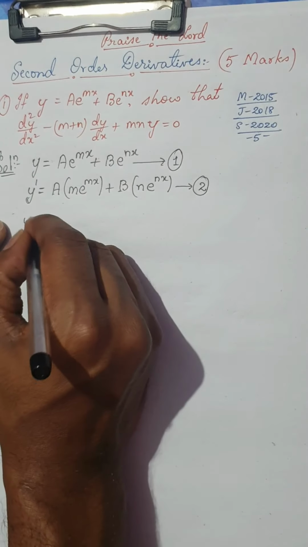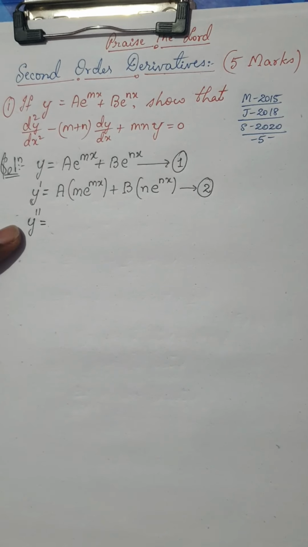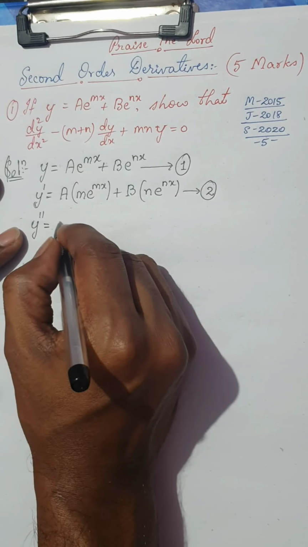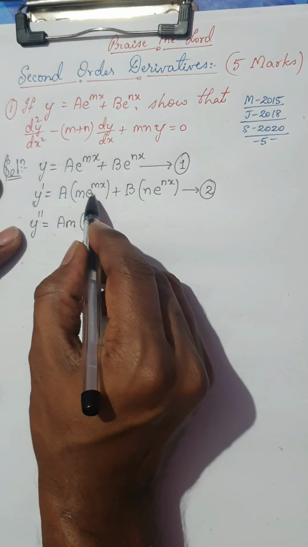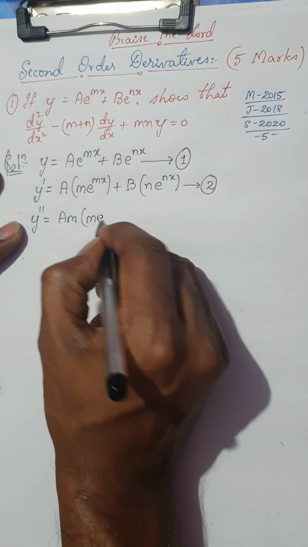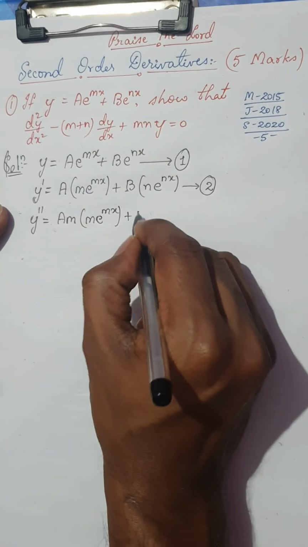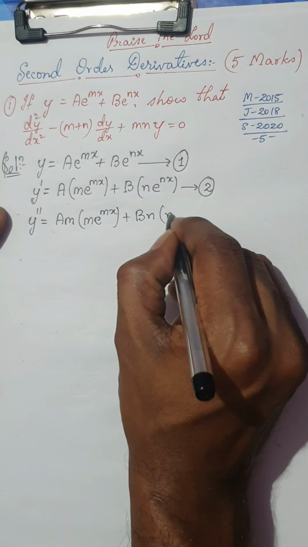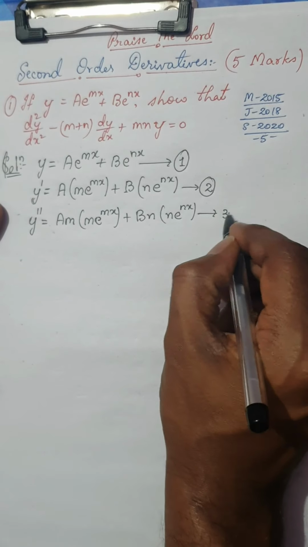Now the second order derivative, that is d square y by dx square. I told you this can also be written as y double dash, or you can also write it as y2. Now I have a into m is a constant, so let me keep m outside. Now again you have to differentiate e power mx. If you differentiate e power mx, as in the previous case, you will get m into e power mx. Hope you are following it. Plus b into, this n I'm going to take outside. Now the derivative of e power nx is n into e power nx. So this is my equation 3.